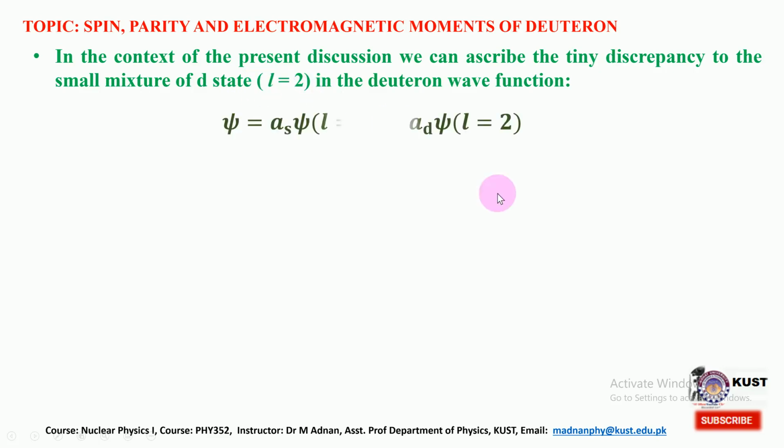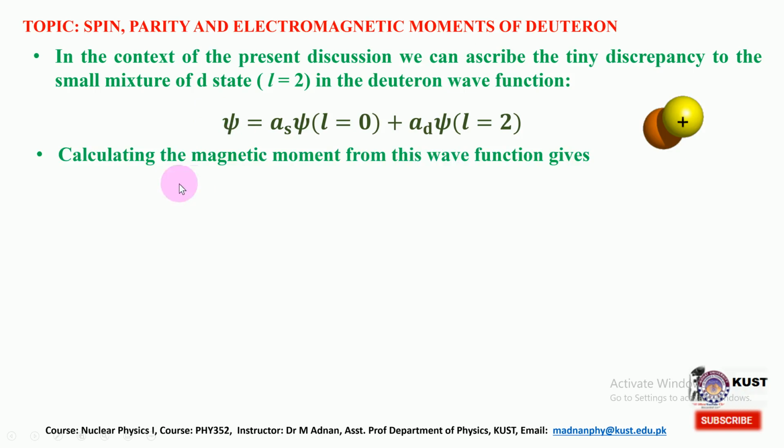So let's see what the situation is. In that situation, if you represent the state wave function, it is the superposition of the L equal to 0 and the L equal to 2 state. This is a way to describe and to see why there is a difference between the observed magnetic moment and the derived magnetic moment of the deuteron.